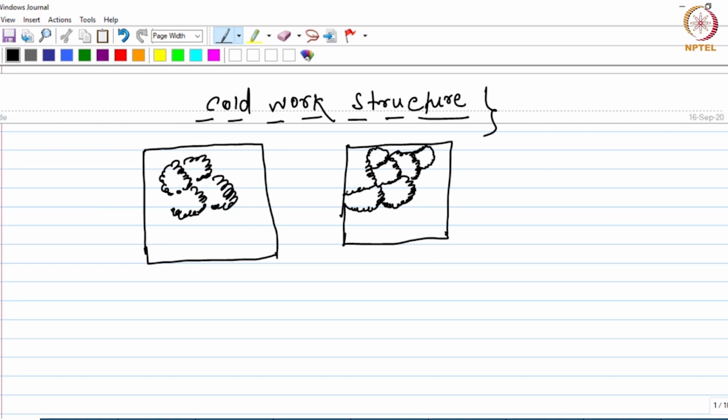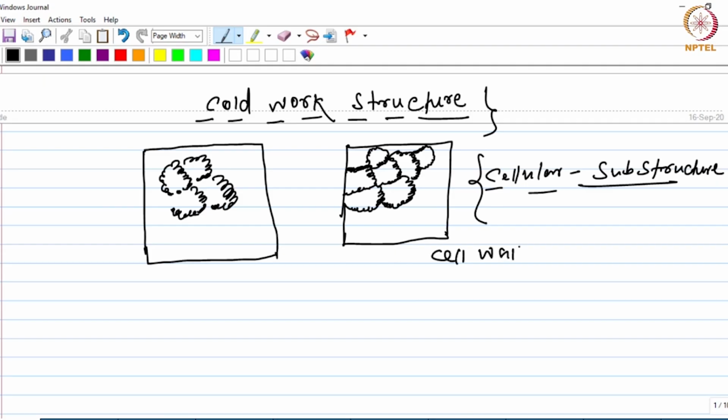Something like this, having distinct boundaries between them. So this can be called a dislocation substructure or cellular substructure, where the cell walls are made of high density dislocation tangles.